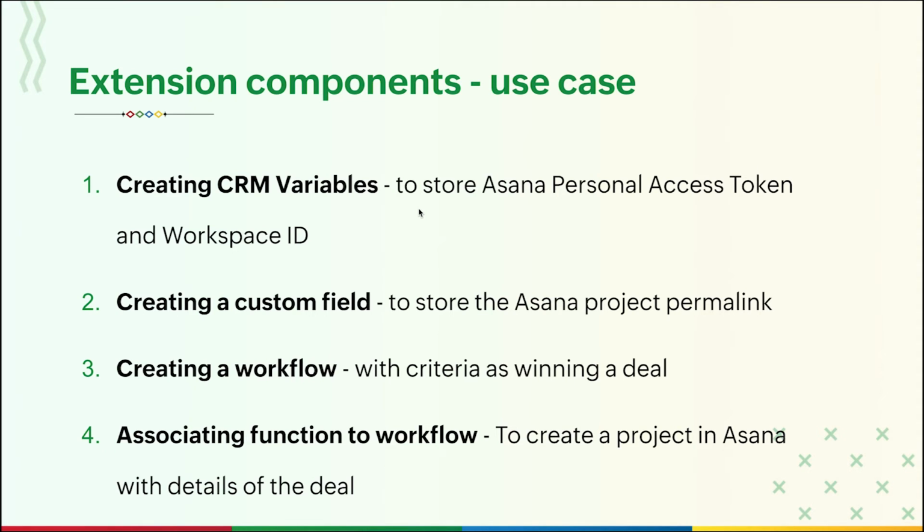So the first thing would be to create two CRM variables. One is the personal access token. This personal access token is like the API key that would be required from Asana's end in order to establish a secure integration between Zoho CRM and Asana. So for that, we are going to create one CRM variable. And the next thing is that as per our use case, when the deal is closed and won, we want the deal to be created as a project in Asana in the end user's workspace, right? So in order to do that, we would require the end user's workspace ID in Asana. So for that, we are going to create another CRM variable.